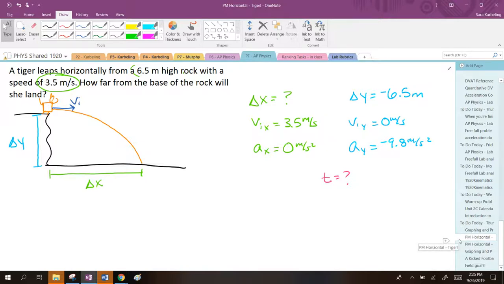All right, here we go. So a tiger leaps horizontally from a 6.5 meter high rock with a speed of 3.5 meters per second. How far from the base of the rock will she land? Did we get further than this or no? Is that as far as we got? Yeah, we finished.